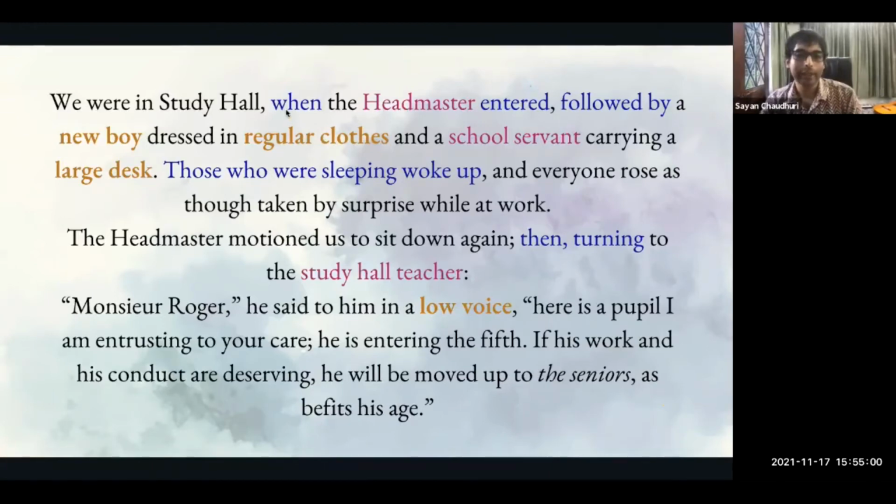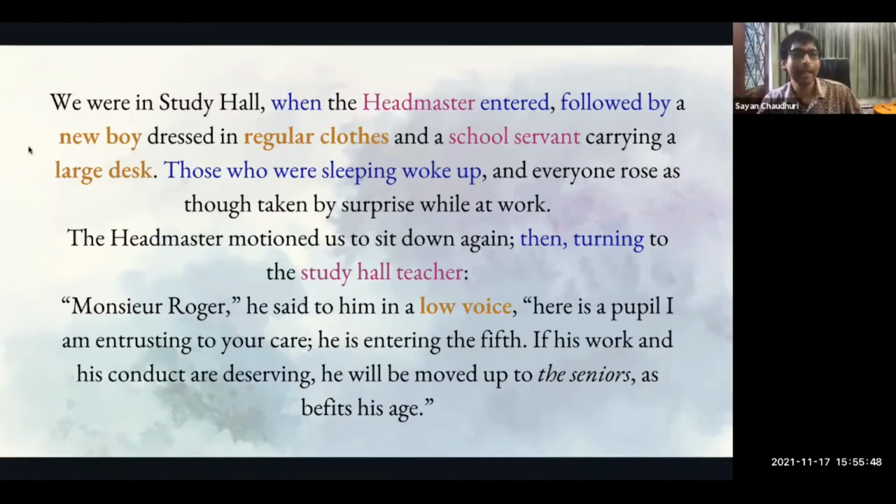So let's say one pattern we notice here is how you have a set of events being shown in sequence, right? We were in study hall when the headmaster entered, followed by a new boy. So there is sequential action. Those who were sleeping woke up, and everyone rose. So cause and effect. Headmaster motioned us to sit down, then turning to the study hall teacher. So through words like entered, followed by, those who were sleeping woke up, then turning to, you're being presented this idea of how one action is connected to another action, which is not quite the case for the previous paragraph, right?